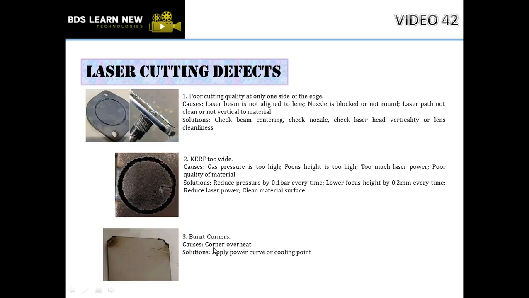Right, then third, burnt corners like this. The causes would be corner overheat. Then apply power curve or cooling point.